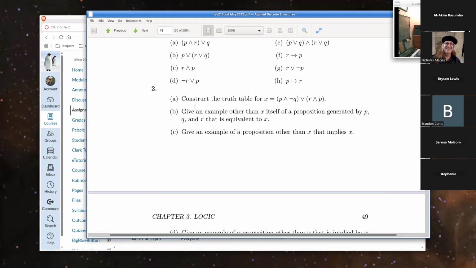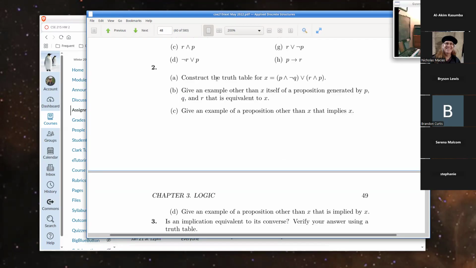All right, let's talk about question 2, because this one has some subtleties to it. So part A, construct a truth table for this proposition X, which is P and not Q, or R and P. So just write out the truth table. That's just like the previous section. All right. Part B says, give an example other than X of a proposition generated by P, Q, and R that is equivalent to X.